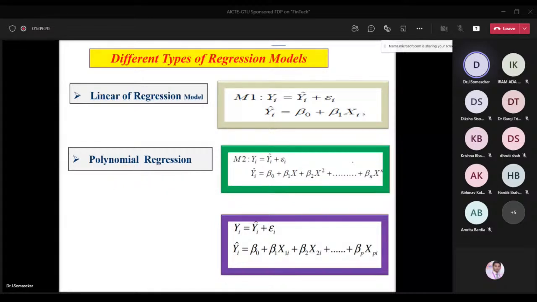If we go for a multi-regression model, the number of independent variables is more than one. So the data looks like this: x1, x2, x3, and so on, xn and y. In polynomial regression, the independent variable is only one, but the model looks like a polynomial. That's why we call it polynomial.